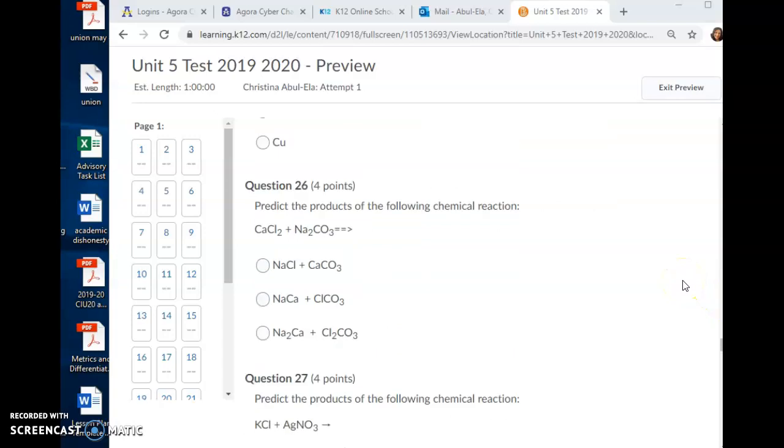Question 26. Predict the products of the following chemical reaction. Calcium chloride plus sodium carbonate yields sodium chloride plus calcium carbonate, sodium calcium plus chlorine and carbonate, sodium and calcium plus Cl2CO3.